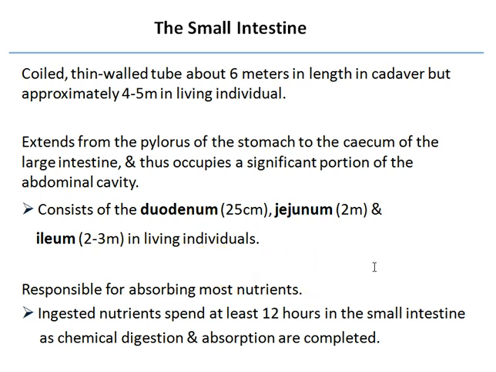A really important thing that occurs here is the absorption of nutrients. Before that can occur, a lot of chemical digestion will occur, so fluids from the liver and the pancreas that assist in chemical digestion will enter the small intestine, break down the food molecules, and then those food molecules are absorbed in the small intestine. Your nutrients will spend at least 12 hours in the small intestine to be chemically broken down, and then they can be absorbed.